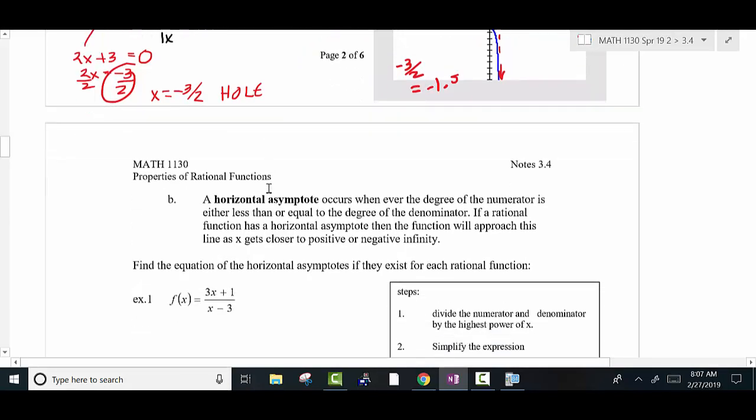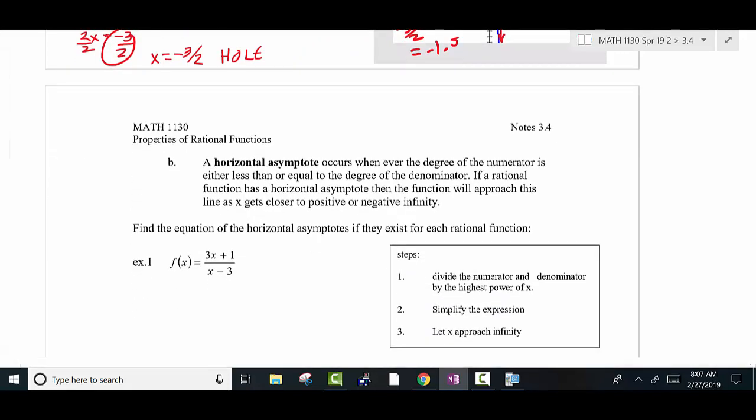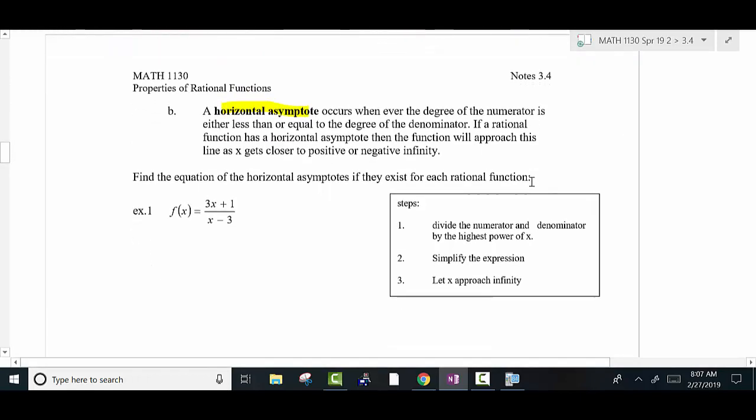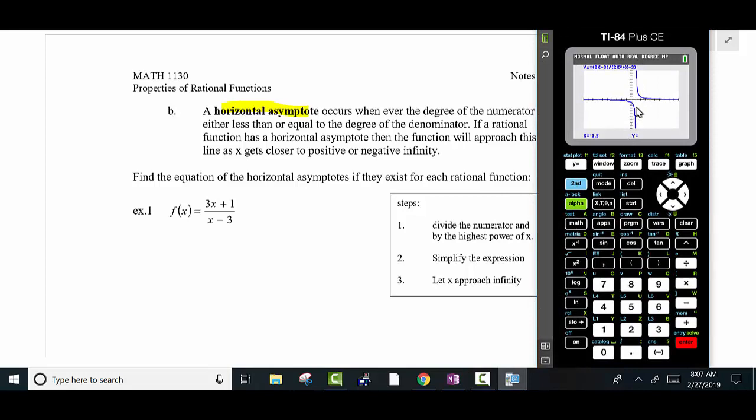Now we'll move on into the horizontal asymptote. And I'm going to show you two ways to do this. I'm going to show you the approach that you like to teach a calculus student. Then I'm going to show you a set of rules that you can learn where you can do this automatically in your head.